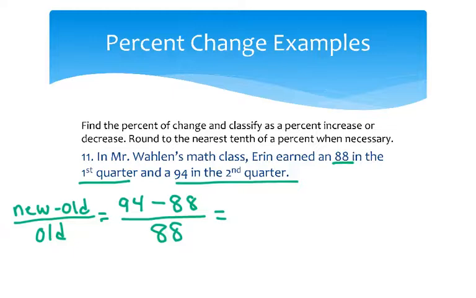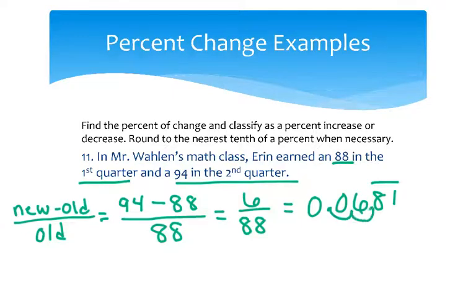Simplifying, you get 6 over 88, which is going to be equal to 0.0681 with the 81 repeated. So we're still going to have to convert this to a percentage. So move it twice, 1, 2. So your decimal point is going to go there now. So this really is going to become 6.81. Rounding to the nearest tenth, though, now is just going to be 6.8%. And positive value, so it's an increase.